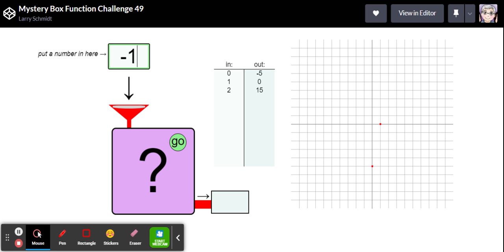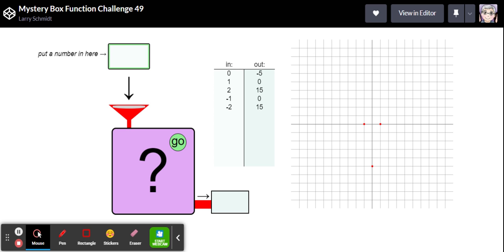maybe -1. This does on the other side of the y-axis. Aha, so we're getting some symmetry. So maybe this is a really steep or squished narrow parabola here. If it is, it should be symmetrical. So if I put in a -2, I should also get a 15. Yep, -2 is 15. Okay. So I think this might be a parabola.